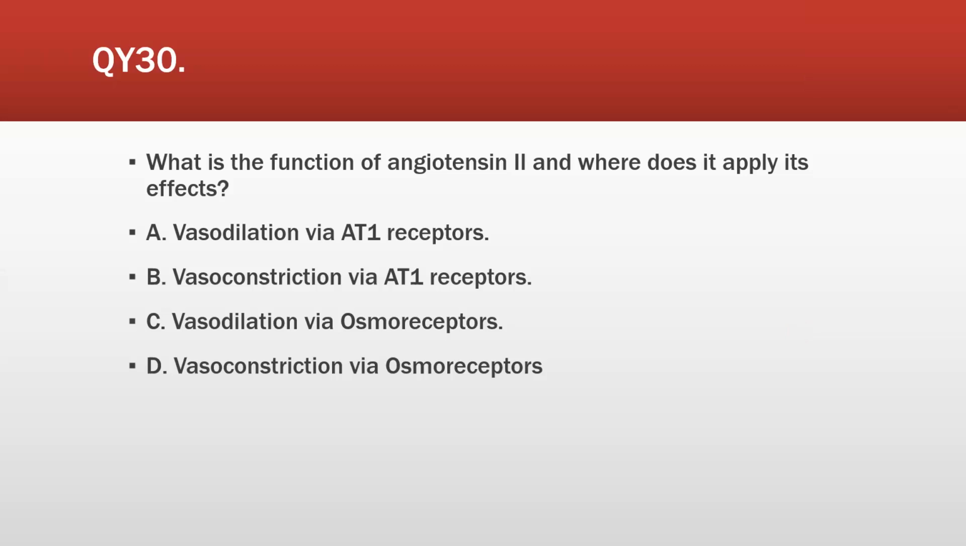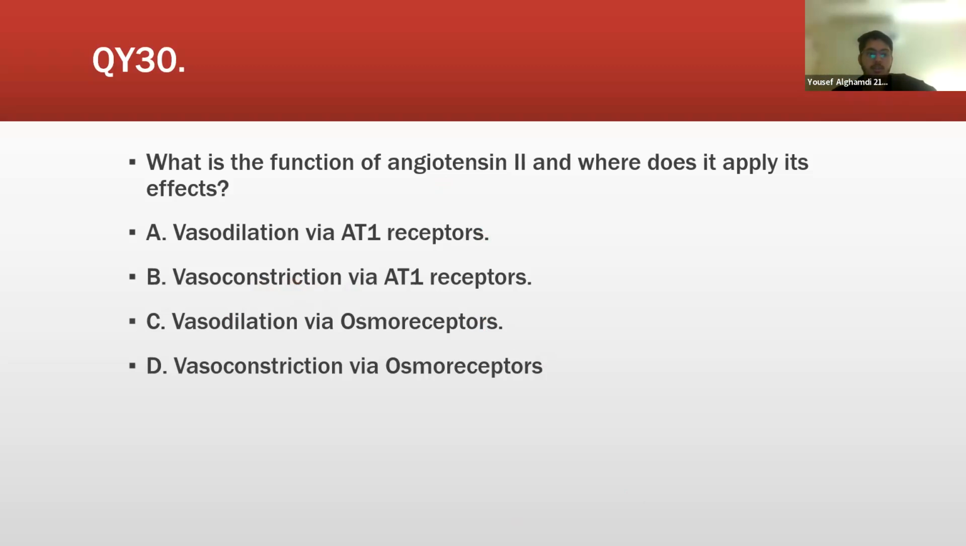Tamam? Make sure you get this, because they can ask you a question. Or someone has the RAS system activated. What would be the most likely thing? And the answer would be increase in TPR. Why? Because it's vasoconstriction. Okay, so keep this in mind. Just know angiotensin, vasoconstriction.